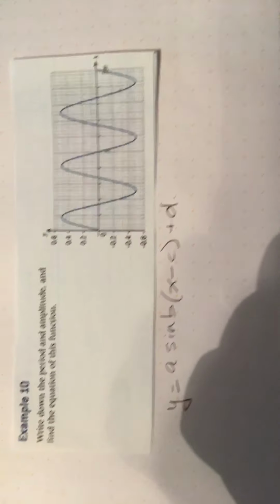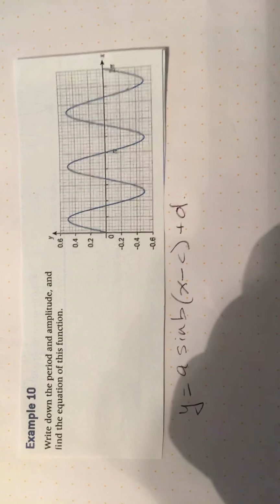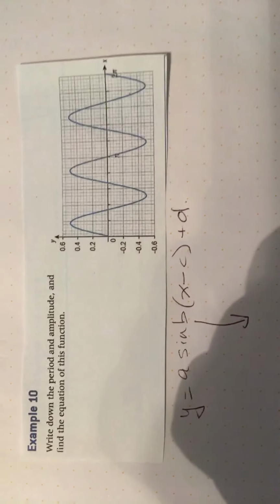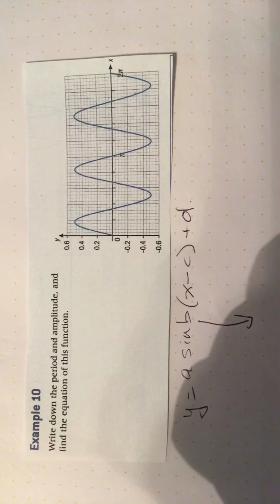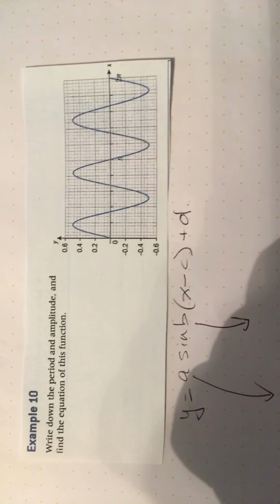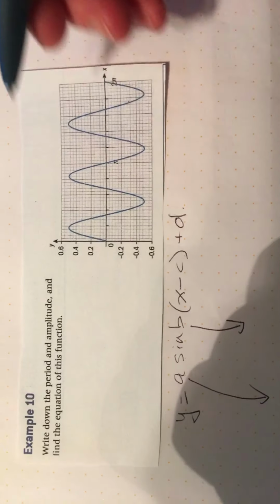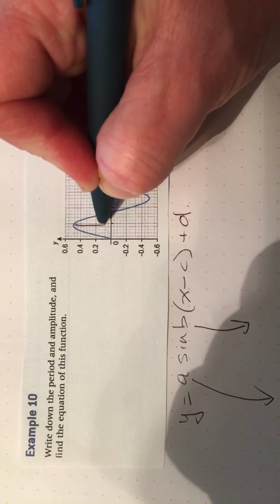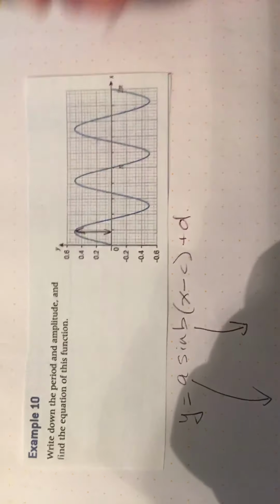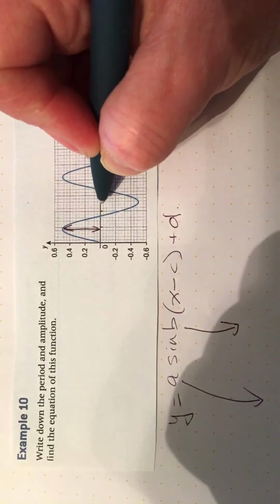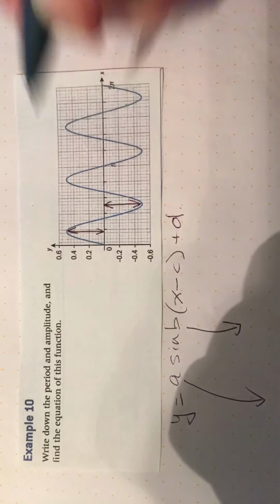And in this case, they're actually asking us for the period, which we're going to need to know that number, the b. And we're looking for the amplitude, which is this number, the a. All right, so we know that the amplitude of a function is the distance from the middle of the function to the maximum or the middle of the function to the minimum.